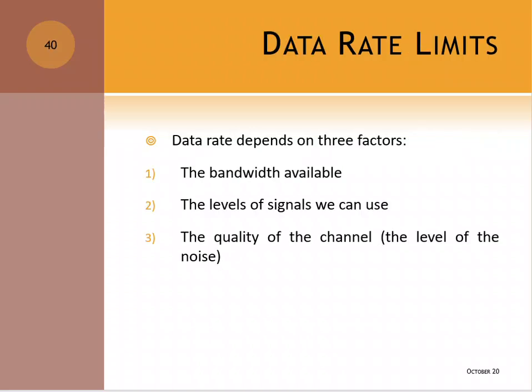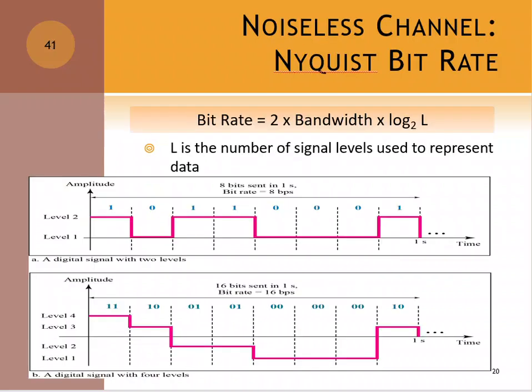Next we move to data rate limits. So what is data rate? Bit rate, actually data rate depends on 3 factors. The bandwidth available. And of course, if we have large bandwidth, we will have large data rate. The levels of signal we can use, then the quality of the channel, the level of the noise which is affecting the channel. So we have another 2 formulas.